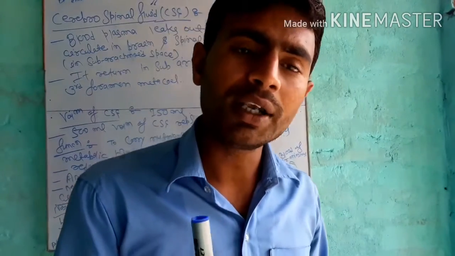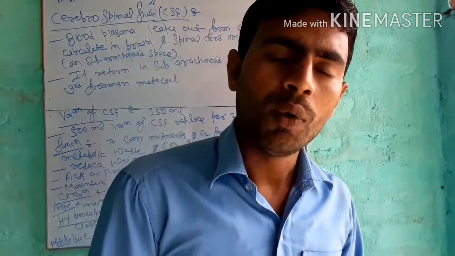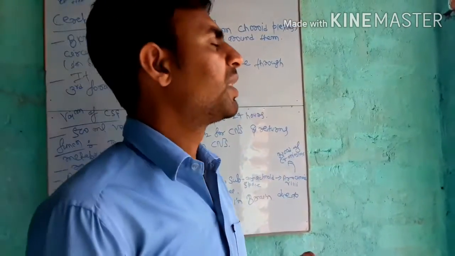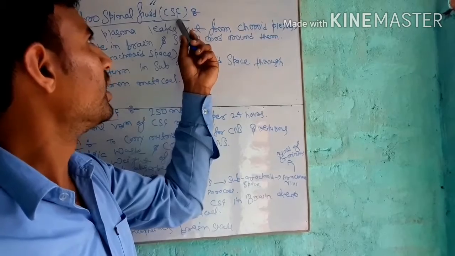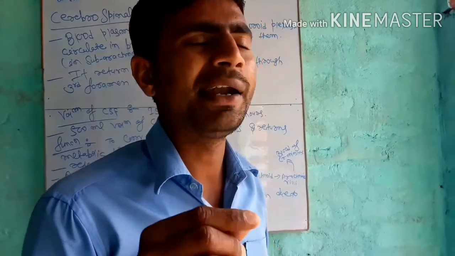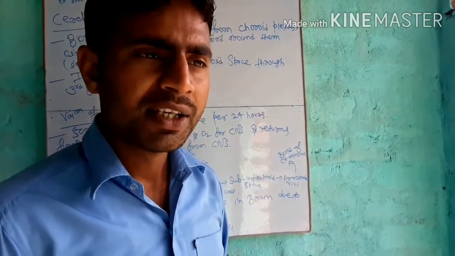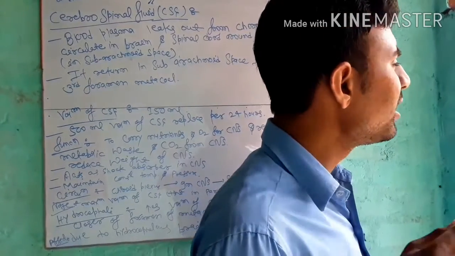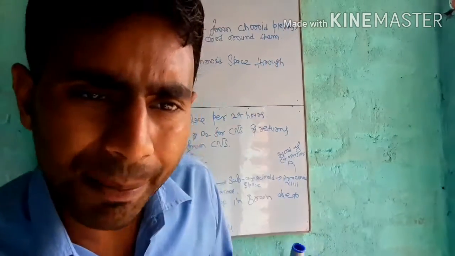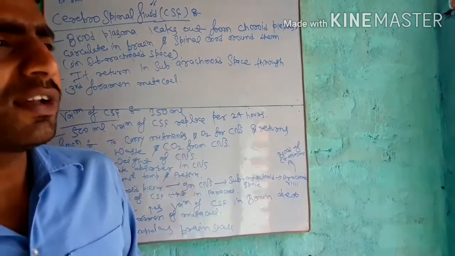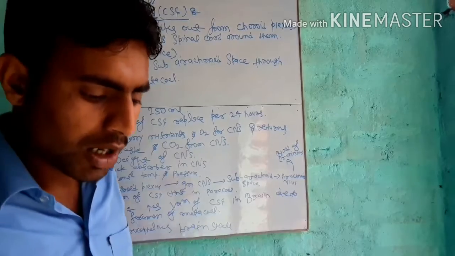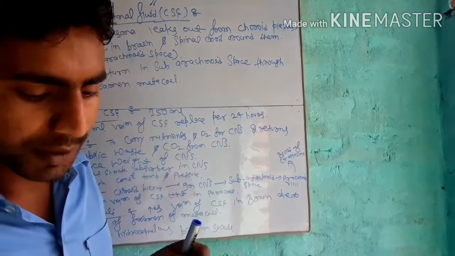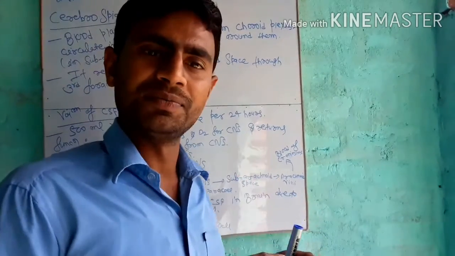Next, what is the source, what is the origin of cerebrospinal fluid? Cerebral spinal fluid is secreted by the choroid plexus. The next question is, what is the choroid plexus? Choroid plexus is a network of blood vessels formed due to fusion of pia mater with brain.